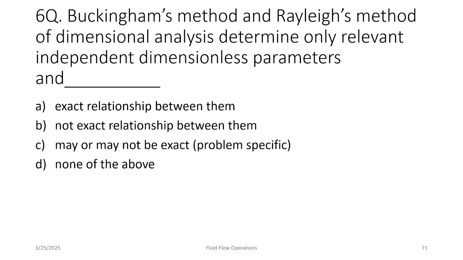That is option C. Coming to sixth question, Buckingham's method and Rayleigh method of dimensional analysis determine only relevant independent dimensional parameters and dash. Option A, exact relation between them, B, not exact relationship between them, C, may or may not be exact, and D, none of the above. So it will be giving only relevant independent dimensionless numbers, but it will not be giving any exact relationship between the parameters, right? So that will be option B.